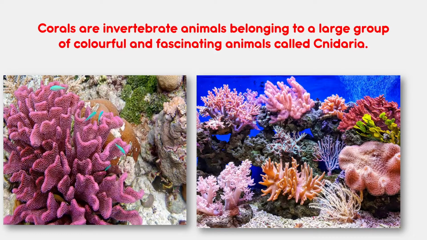Corals look like plants, green or colorful plants, but actually they are not plants, they are invertebrate animals. They belong to the large group of colorful and fascinating animals called Cnidaria, and they are made of thousands of polyps. So they are actually animals, but many people might get confused by the term corals, taking them as plants. Actually they are not sea plants, they are animals.